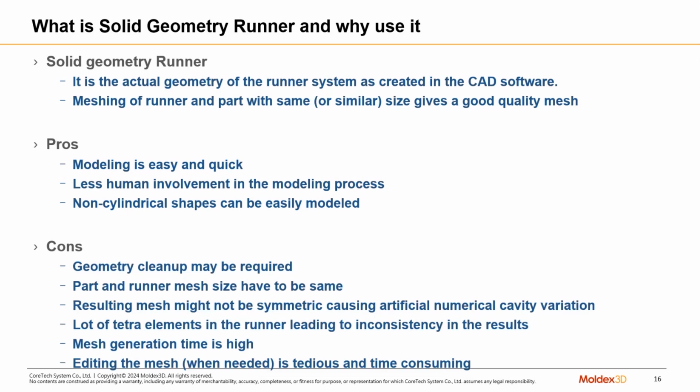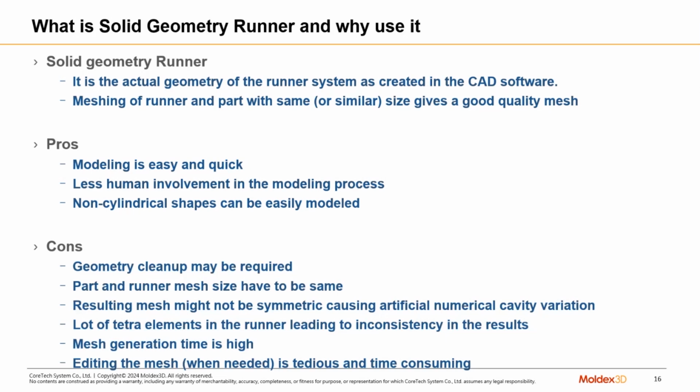What are the cons now? Geometry cleanup may be required. Especially with these kinds of high cavitation tools, this kind of modeling process might require geometry cleanup, right? Part and runner mesh size have to be the same. So you have to make sure that the part and runner mesh size is exactly the same. Otherwise, it's going to create some issues. The resulting mesh might not be symmetric, causing artificial numerical cavity variation. So there might be variation from cavity to cavity, depending on how complex it is.